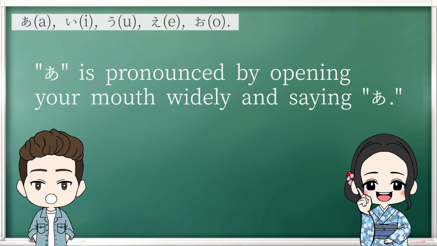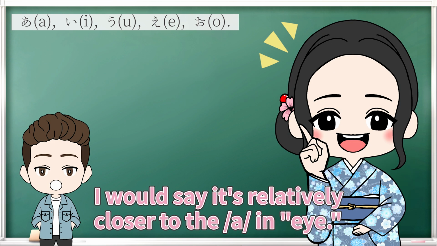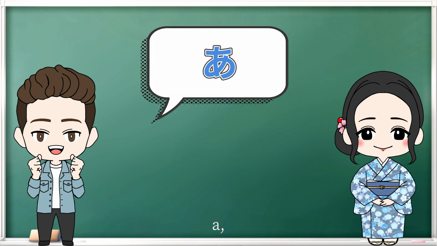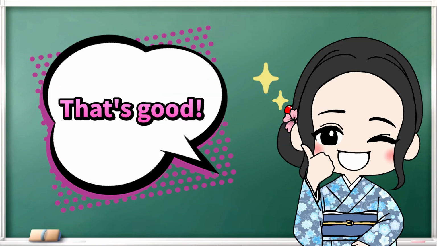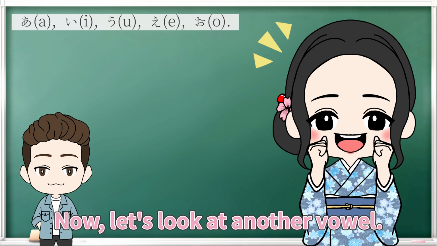The Japanese a is pronounced by opening your mouth widely and saying a. It's not a or a. I would say it's relatively closer to a in I. Open my mouth widely and say ah, right? Ah, ah. That's good. Just like that. Now let's look at another vowel.